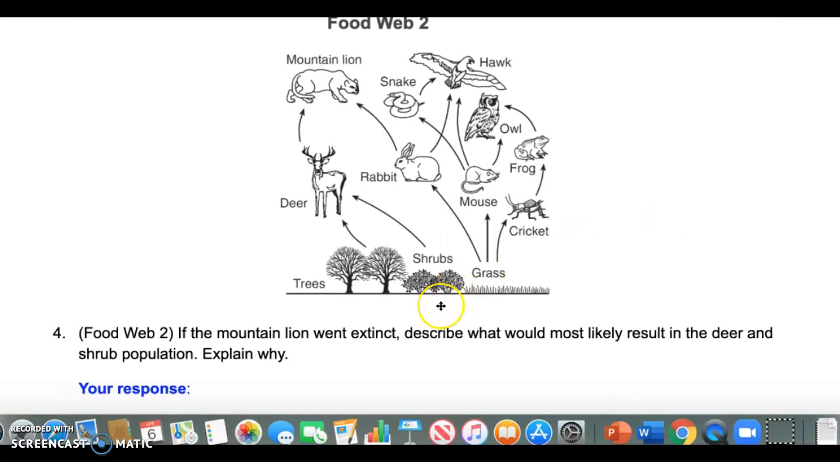Okay, so in Food Web 2, if the mountain lion went extinct, there are no more mountain lions, describe what would most likely result in the deer and the shrub population. So you're going to have to base this on what you know about the relationship between the mountain lion, the deer, and the shrubs. So if there's less mountain lions, what would happen to the population of the deer and the shrubs, right? I know there'd be more deer, right? If there's less predators eating the deer, then what would happen to the shrub population as a result?